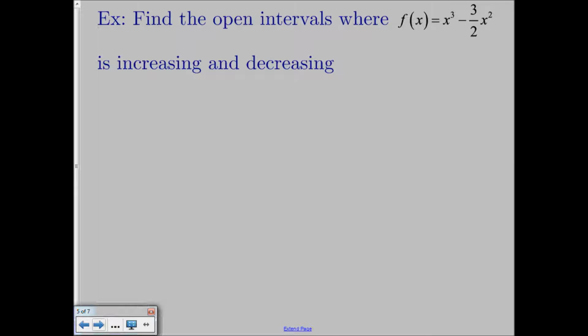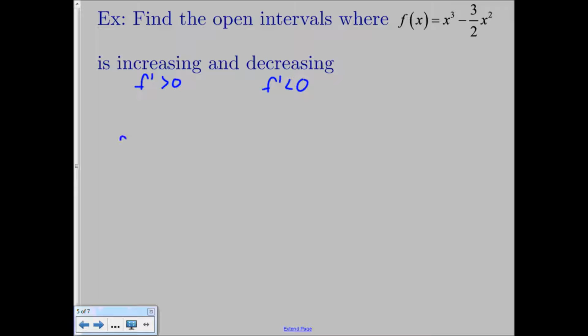Let's find the open intervals where f of x is increasing and decreasing. Well, the last theorem told us that if we want to find where f of x is increasing or decreasing, we need to look at the derivative. So as a reminder, it's increasing when f prime of x is greater than 0 and decreasing when f prime of x is less than 0.